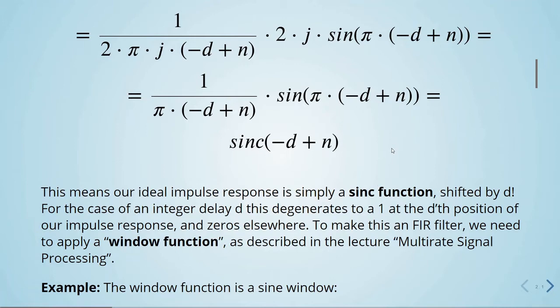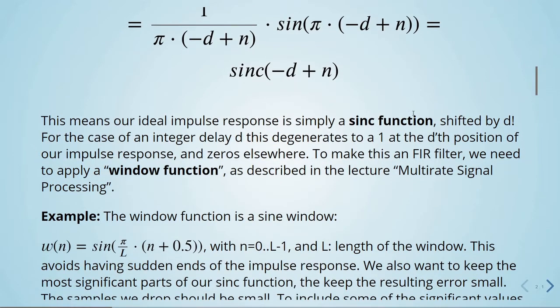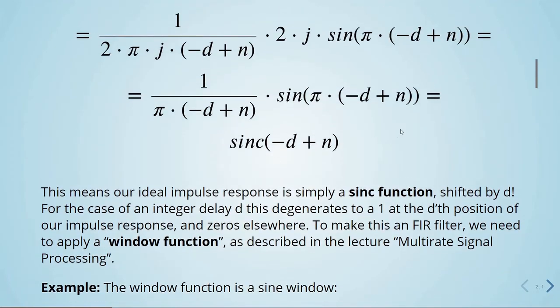So we need to make this an FIR filter, and for that we will apply a window function. This is also described in the lecture on multi-rate signal processing. You also find tutorials for multi-rate signal processing at the GuitarsAI GitHub and GuitarsAI YouTube channels. In this case, we will use a sine window, and we will apply it to the sinc function.